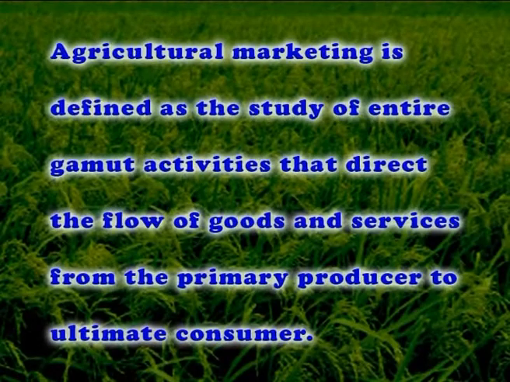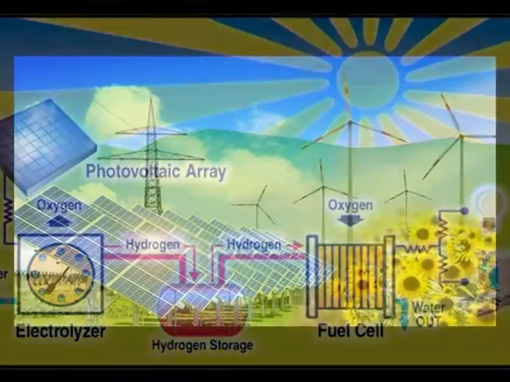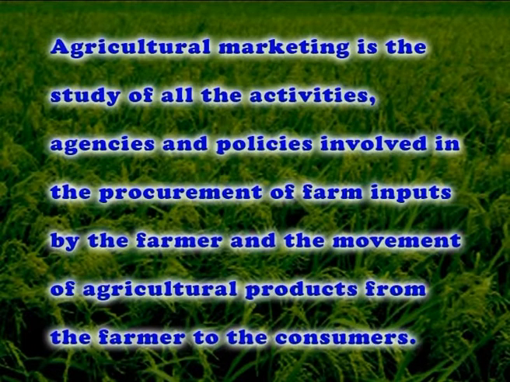Agriculture marketing. Agriculture marketing is defined as the study of the entire gamut of activities that direct the flow of goods and services from the primary producer to the ultimate consumer. Agriculture is a production activity involving conversion of solar energy into palatable or usable form in harmony with nature. Agriculture marketing is the study of all the activities, agencies and policies involved in the procurement of farm inputs by the farmer and the movement of agricultural products from the farmer to the consumers.